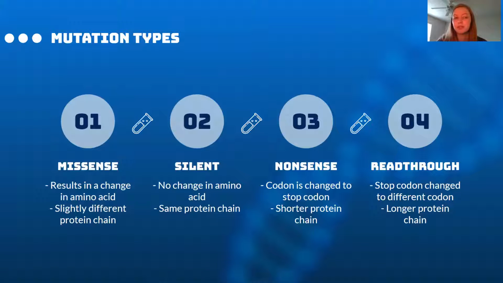We're going to go through these 4 mutations: the missense, the silent, the nonsense, and the read-through. I'm also going to talk about whether the mutation is a transition or transversion, depending on whether it's a pyrimidine or a purine.